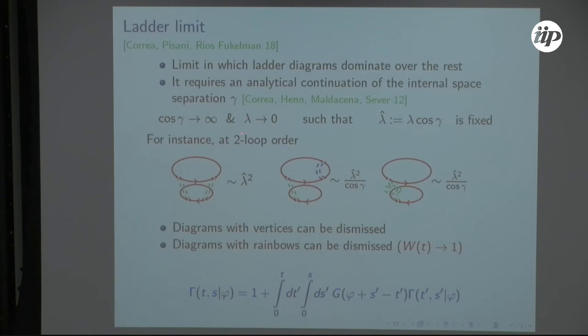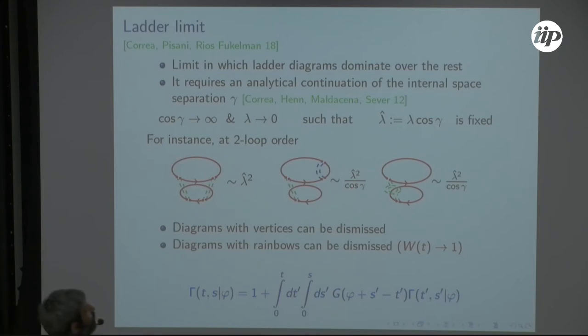while at the same time you take lambda to zero, you can define this lambda hat to be fixed. This is a very tricky limit in which lambda goes to zero and cos gamma goes to infinity, such that lambda hat is fixed. Then you realize, for instance, in the connected correlator, you can have different contributions. You can have two ladders. Whenever you have a ladder, you get a cos gamma, and since this is two loop, this is lambda hat squared. You can have a ladder and a rainbow, but the rainbow has no cos gamma. So you have a lambda squared but a single cos gamma. So this is lambda hat squared over cos gamma, right?